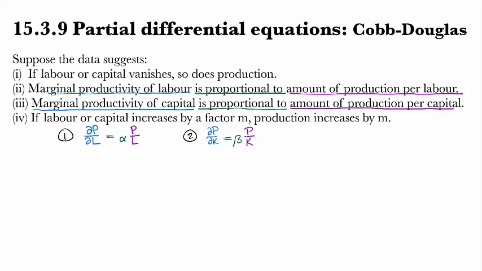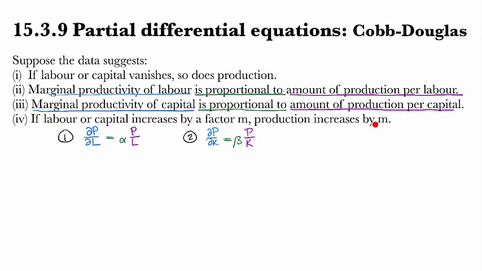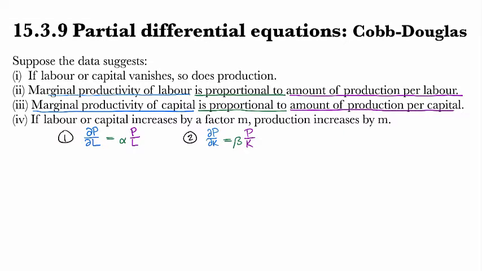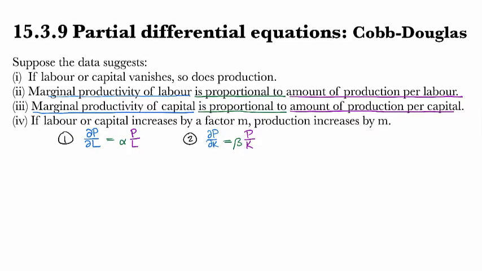And then the last one says that if labor or capital increases by a factor m, production also increases by the same factor. So if m were 2, we'd be saying if you double your labor, you double your production, or if you double your capital, you double your production. Okay, so those are the assumptions that we're making here, and they sound more or less fairly reasonable.